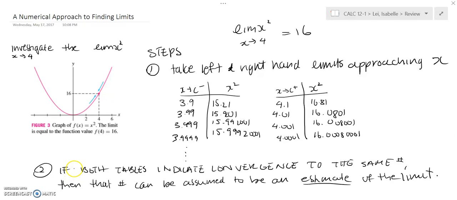Now that we know the basics of the numerical approach to finding limits, we can do some practice questions. The first question is: what does the following table suggest about the limit of f of x as x approaches 1 from the right side, and the limit of f of x as x approaches 1 from the left side?